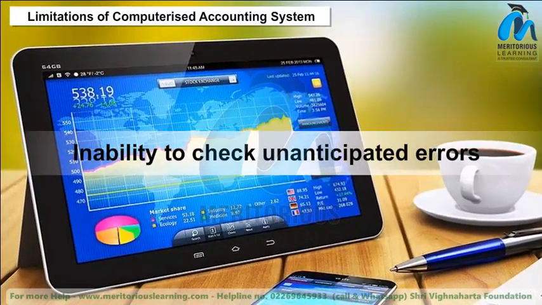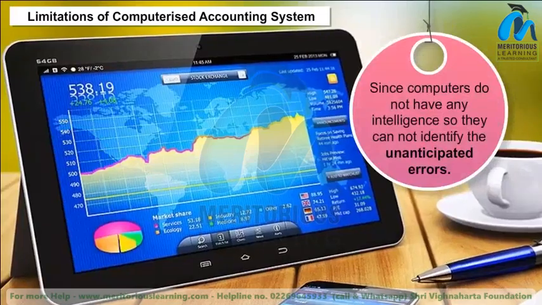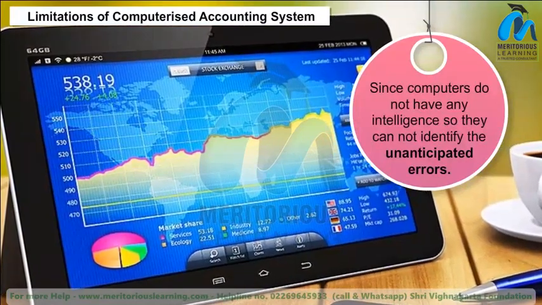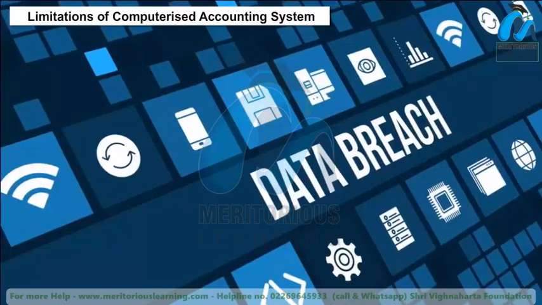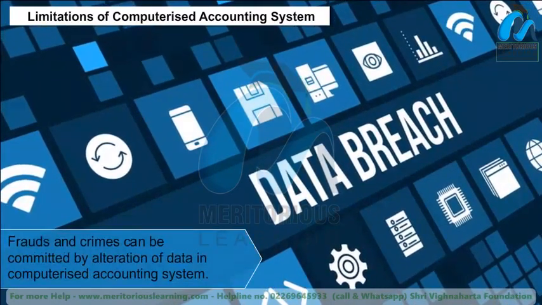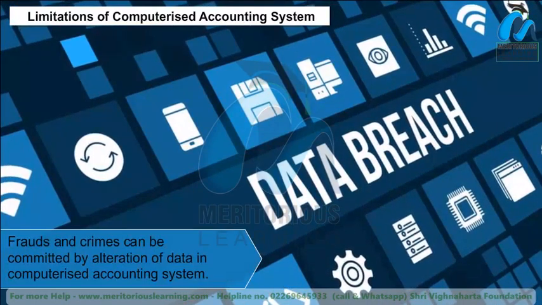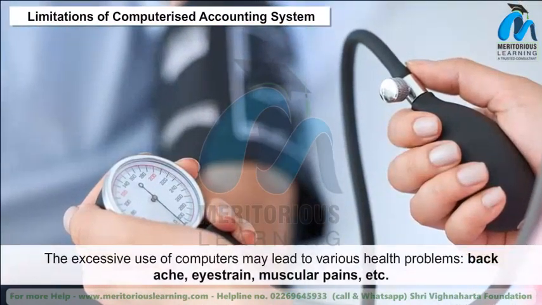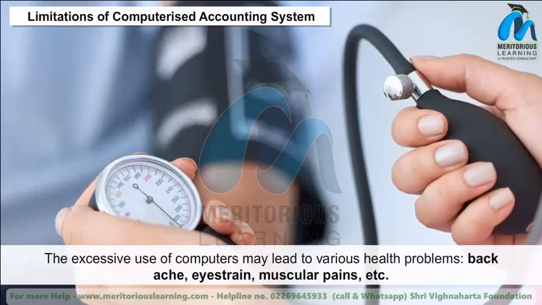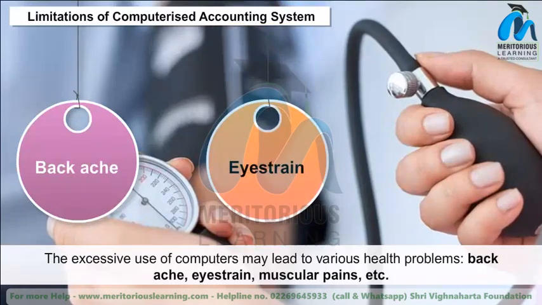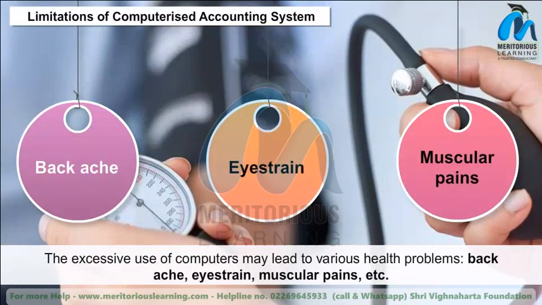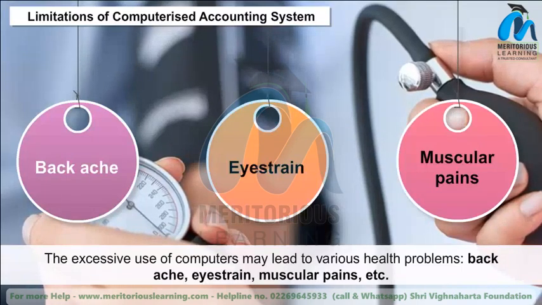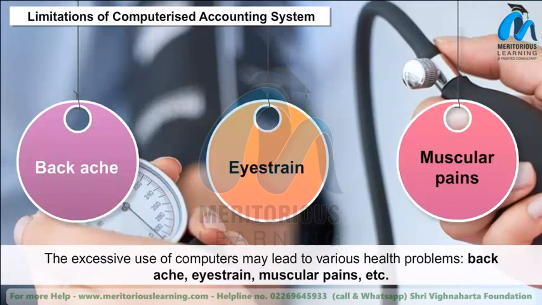Inability to check unanticipated errors. Since computers do not have any intelligence, they cannot identify the unanticipated errors. Breaches of security. Frauds and crimes can be committed by alteration of data in computerized accounting system. Ill effects on health. The excessive use of computers may lead to various health problems: backache, eye strain, muscular pain, etc. This also affects the working efficiency of accounting staff on one hand and increases medical expenditure on such staff on the other.